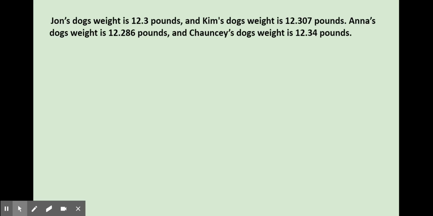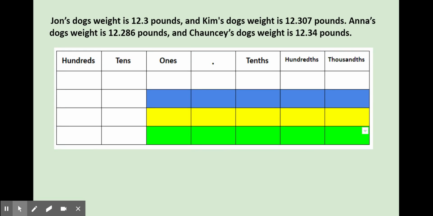Now let's practice another problem that requires us to compare a list of decimal numbers. John's dog's weight is 12 and 3/10 pounds, and Kim's dog's weight is 12 and 307 thousandths pounds. Anna's dog's weight is 12 and 286 thousandths pounds, and Chauncey's dog's weight is 12 and 34 hundredths pounds. Remember, we want to use the stacking method when we are comparing decimals. So let's put John's dog's weight in our chart.